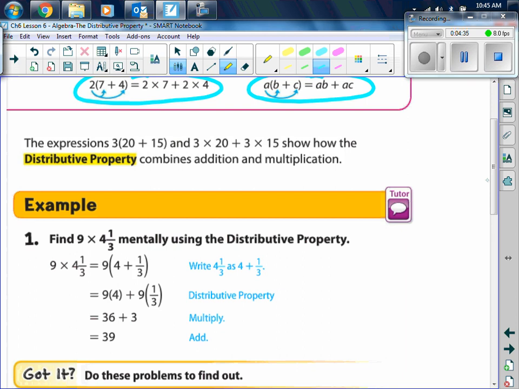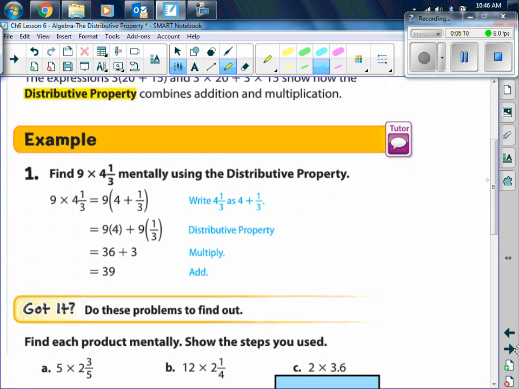Now you remember, way back when we were doing fractions, we learned that we can separate the mixed numbers into the whole number part and the fraction part, right? So if I split this apart, the 4 and 1/3, into 4 plus 1/3, that's going to be an equivalent expression, correct? All right. So here we're going to have 9 times, and now I'm going to split up the mixed number. 4 plus 1/3. Okay?